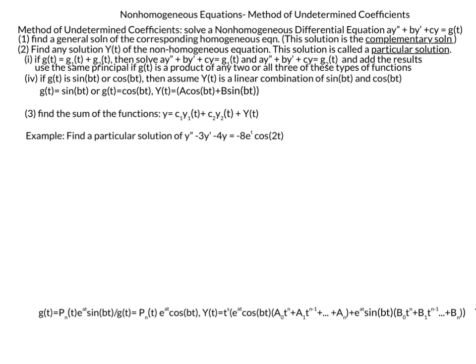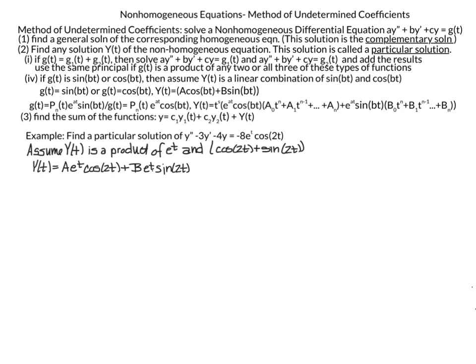We assume the solution is a product. So here we have an e to the t and a cosine of 2t. We are going to assume our particular solution is a product of e to the t and cosine. And that's exactly what we're going to do here. We're going to assume y of t is a product of e to the t and cosine of 2t plus sine of 2t. So y of t is equal to a e to the t cosine of 2t plus b e to the t sine of 2t.